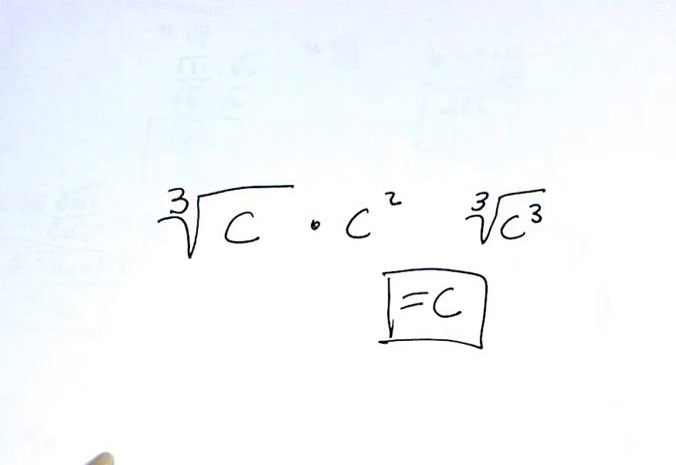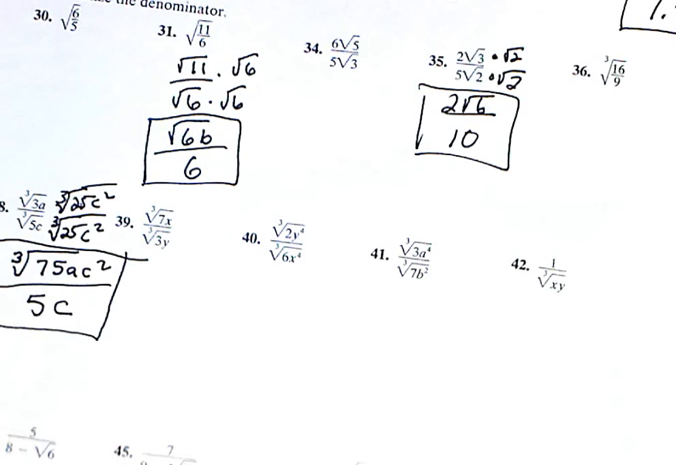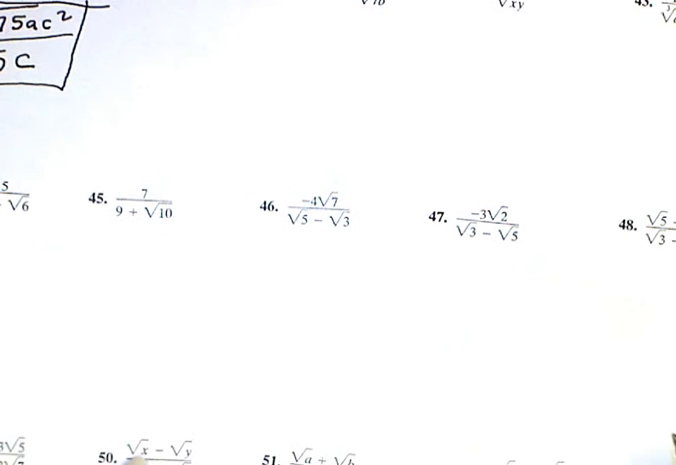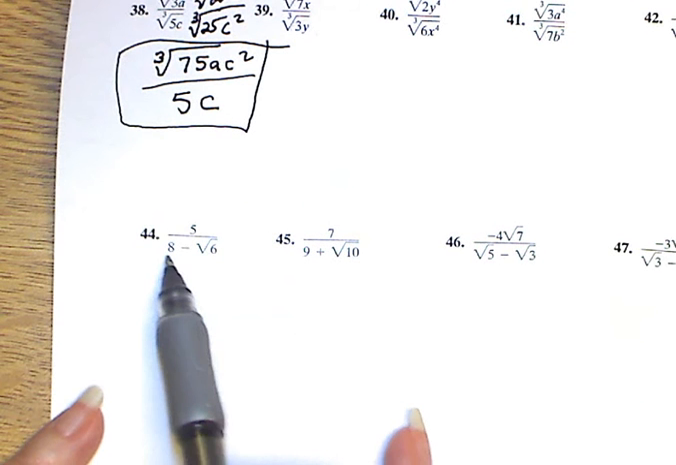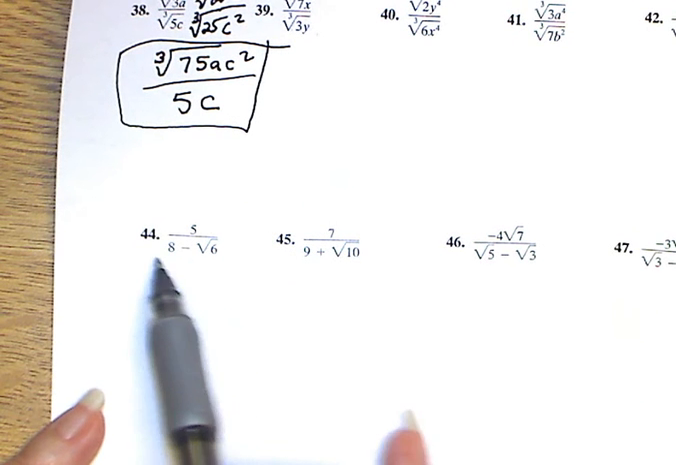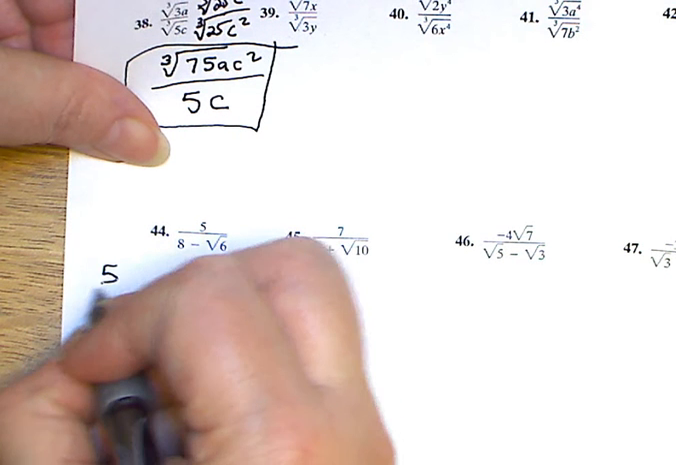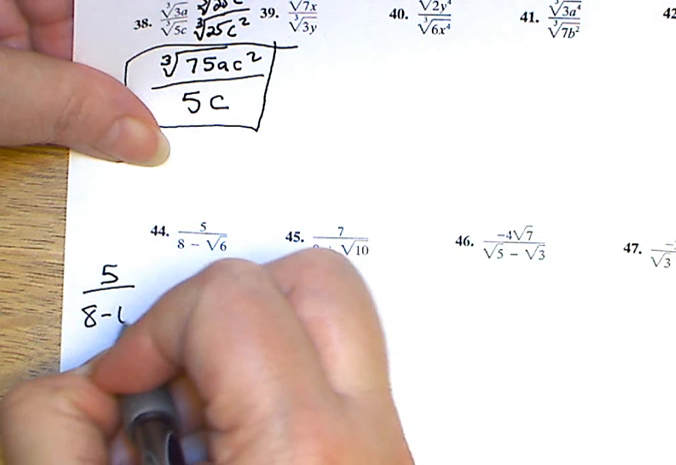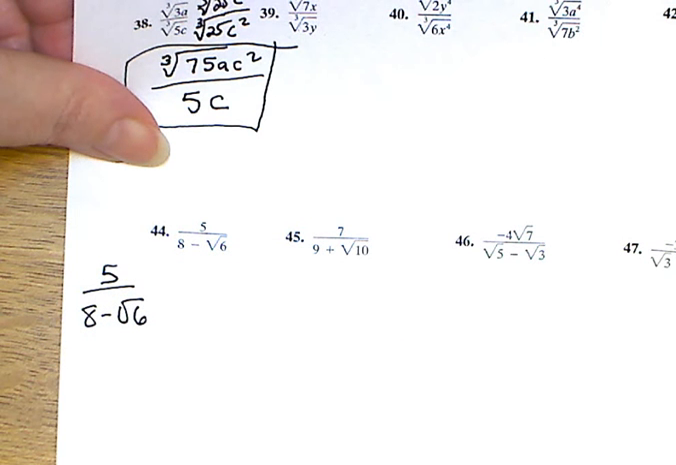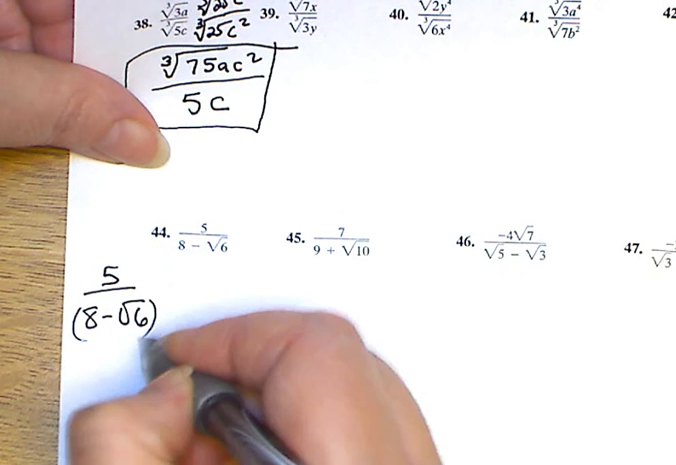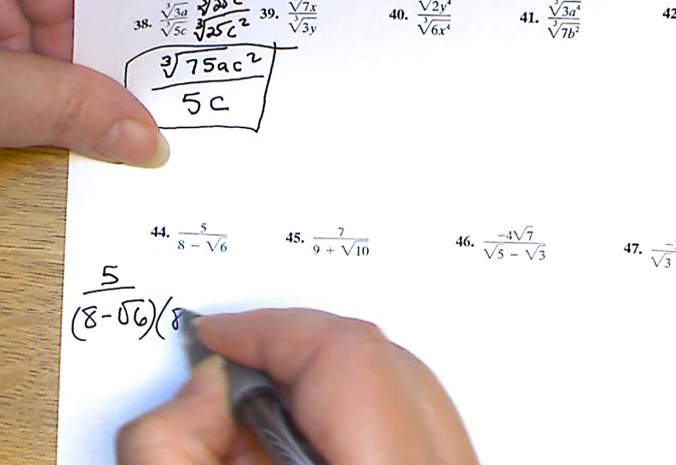Okay. All right. Let's try one of these. If there are two variables or 2 numbers on the bottom. So if I have 5 over 8 minus the square root of 6, and I was supposed to do the opposite, so I'm multiplying both of them by 8 plus the square root of 6.